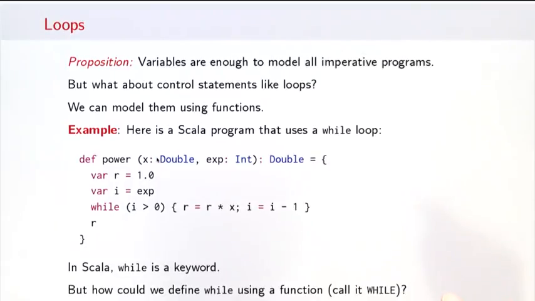Let's see an example. Here's a Scala program that uses the familiar while loop. It's an example that raises x to the power of exponent, and it uses the usual loop that works with successive multiplications. It's not the best way to express power in Scala. It serves just as an example to introduce a loop. So in Scala, the while loop is actually a language construct, and while is a keyword, but it turns out that it wouldn't have been necessary. We could have defined while just using a function. To show the difference between the built-in while and the function, we name the function with all capitals, WHILE.